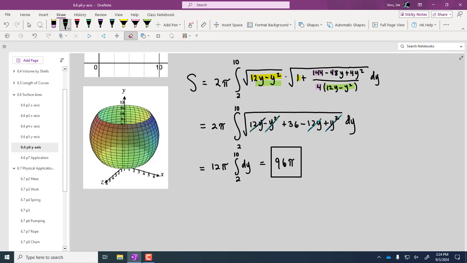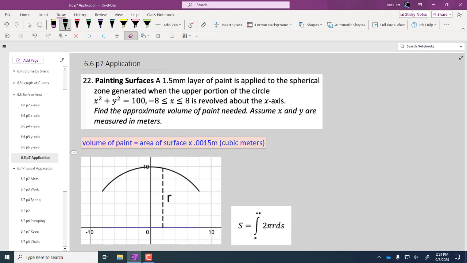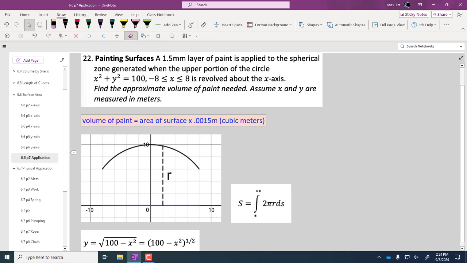All right, so one more of these. Maybe I'm going to save this application one. It's not a real hardcore application. It's the same type of thing where we have to find the surface area, but then the application piece of it is asking for a volume of paint, where the thickness of the paint is 0.0015 meters. And so all we're going to do is find the surface area and then multiply by that thickness of paint, and that's going to give us a volume.